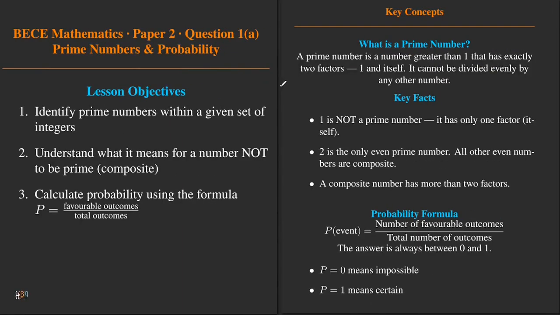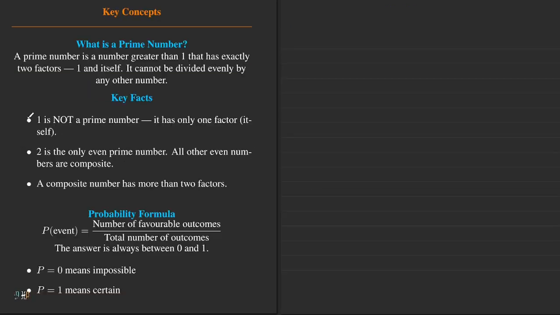So just as I said, let's look at the key concept. What is a prime number? When we say a number is prime, what do we mean? A prime number is simply a number that is greater than 1 and has exactly two factors. And these two factors we are talking about are 1 and itself only. It cannot be divided evenly by any other number except 1 and itself.